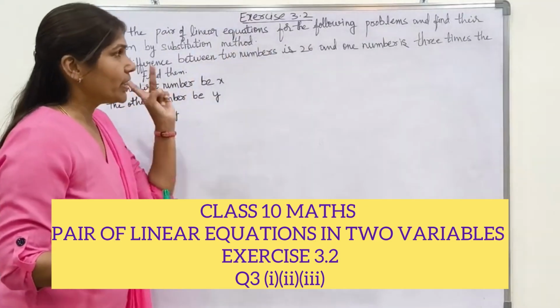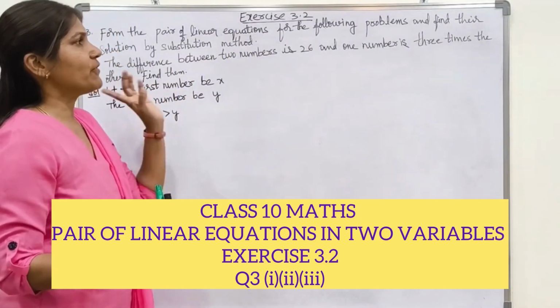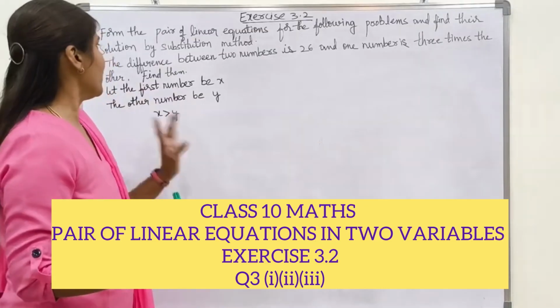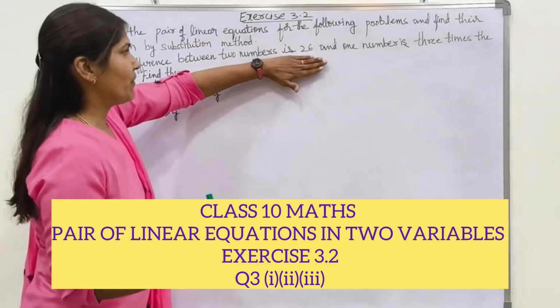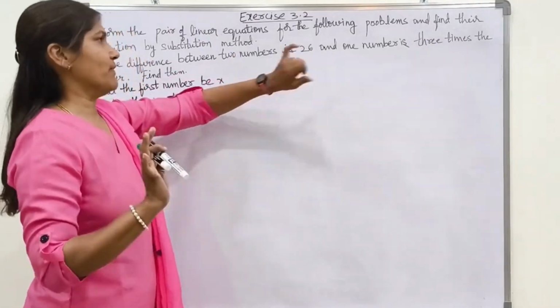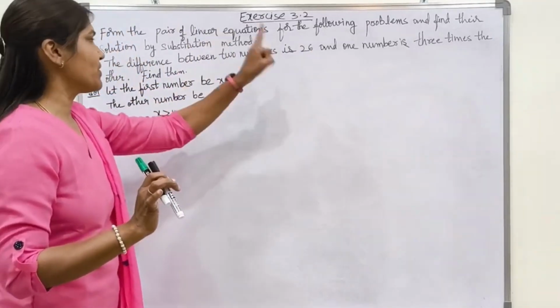So here we will get two equations. We will form two equations and find the x value and y value. We will solve. See here, the difference between two numbers is 26. First we will form the first equation. The difference between two numbers is 26.